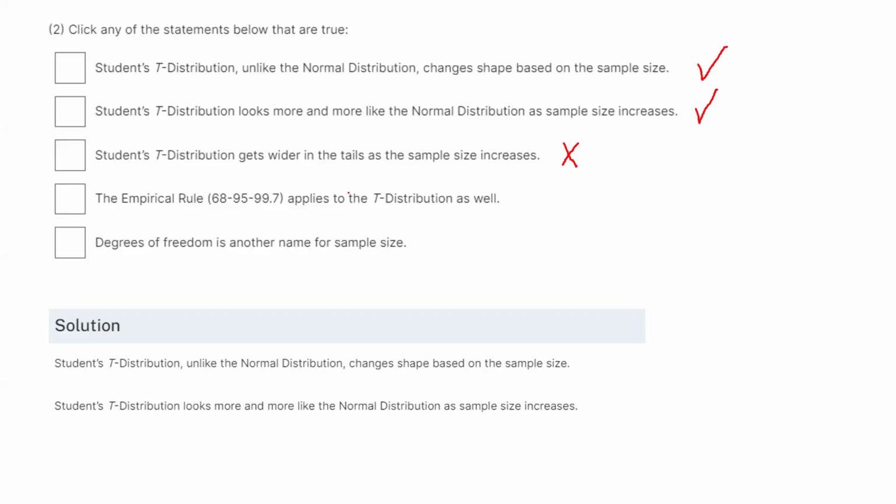And finally, the empirical rule doesn't apply to the t-distribution. And of course, the degrees of freedom is not the same as the sample size. We use sample size to calculate the degrees of freedom, but it's not the same as the sample size. It's the number of free choices left, not the sample size.